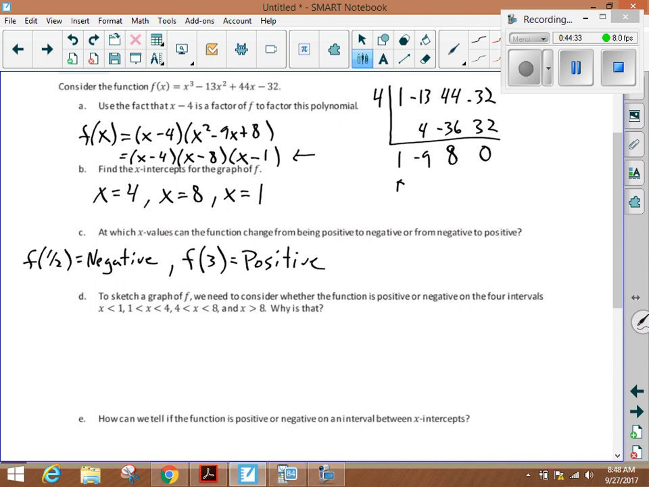Alright, so now let's look at what goes on in between x equals 4 and x equals 8. So, I don't know, say f of 6. And you can go ahead and plug these all into your calculator and get real numbers. It's alright. It'd be the best thing to do. I'm doing it shorthand right now. F of 6. Well, if I plug 6 into x minus 4, I get a positive. If I plug 6 into x minus 8, I get a negative. And if I plug it into x minus 1, I get a positive, so that means I'm going to wind up with a negative.